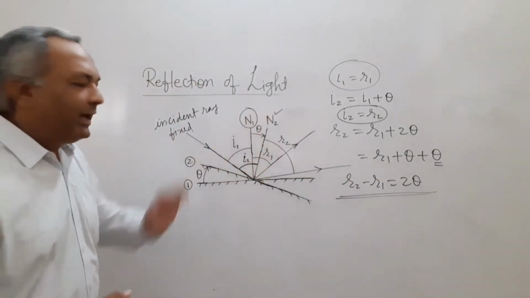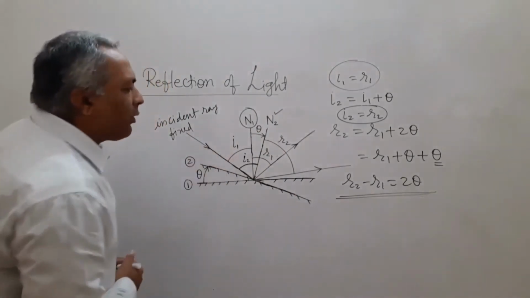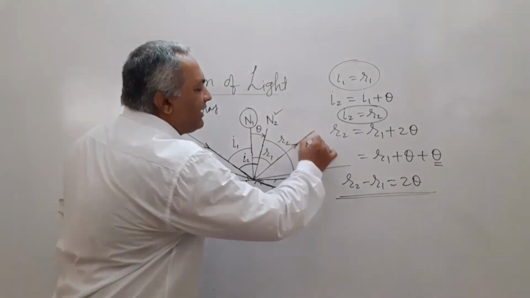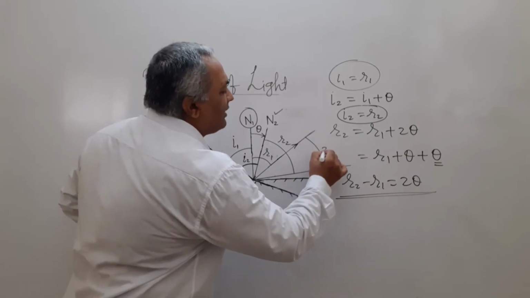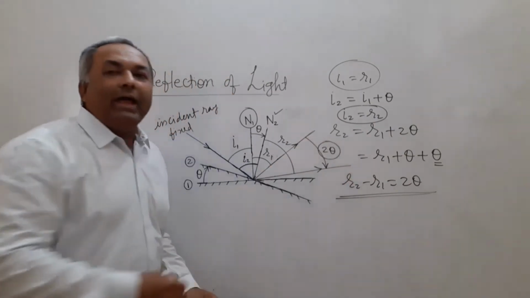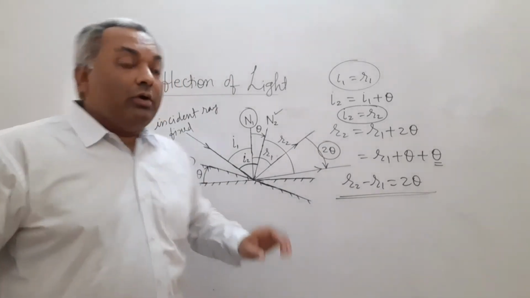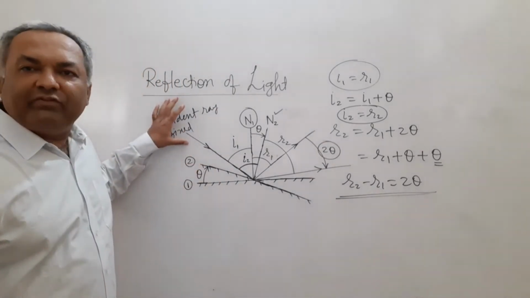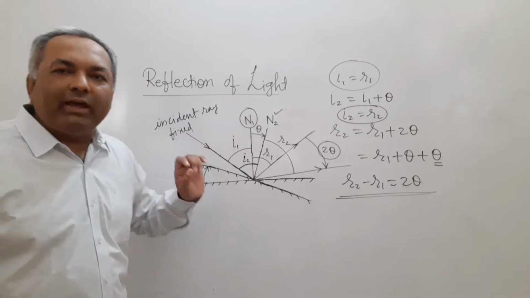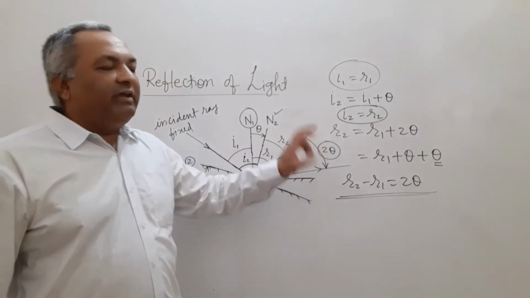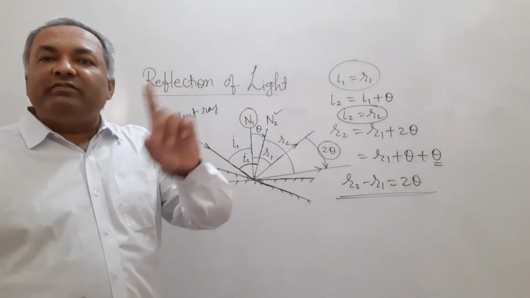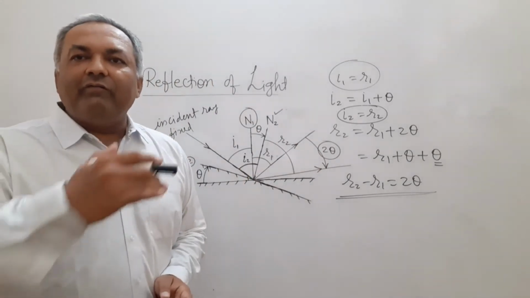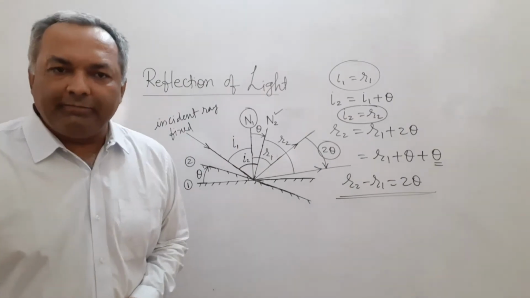As you can see here, the mirror was rotated in clockwise direction. The reflected ray also got rotated in the same, that is clockwise direction, but through an angle 2 theta. So, incident ray is kept fixed, mirror is rotated through an angle theta, reflected ray will rotate through an angle 2 theta in the same direction as that of the rotation of the mirror.